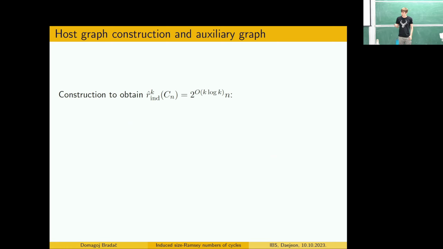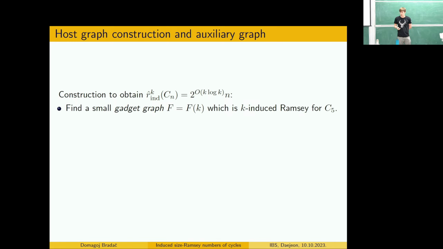Okay, so let me give you the construction, and I will focus on the hardest case. We want to find an induced cycle of some odd length n, and we want to show that the induced size-Ramsey number of this cycle is at most exponential in k log k times n. And then in the end, I will tell you how to modify the proof to get the different results.